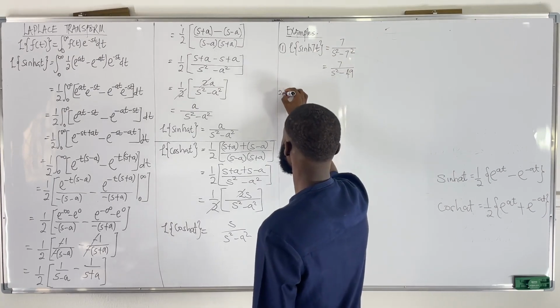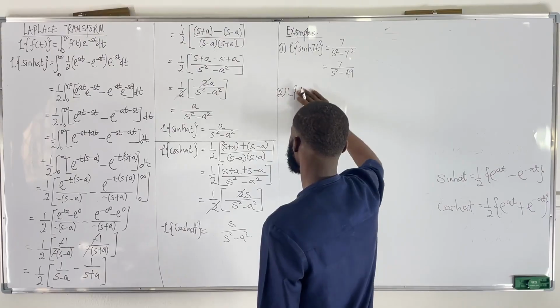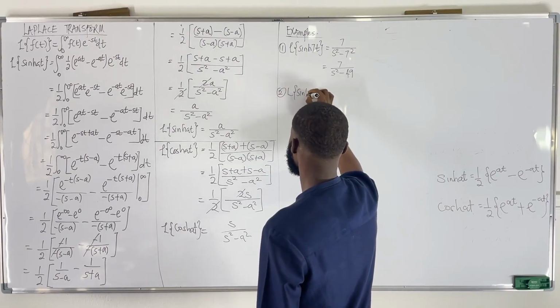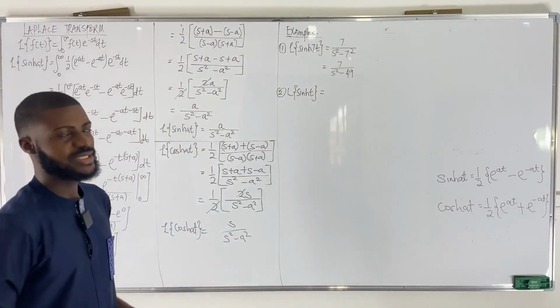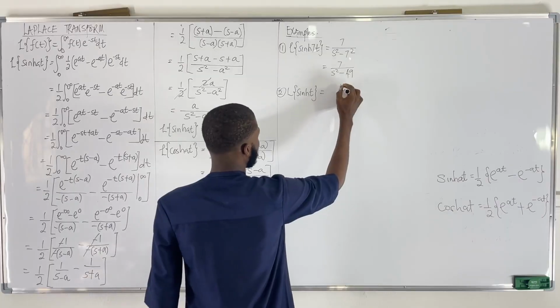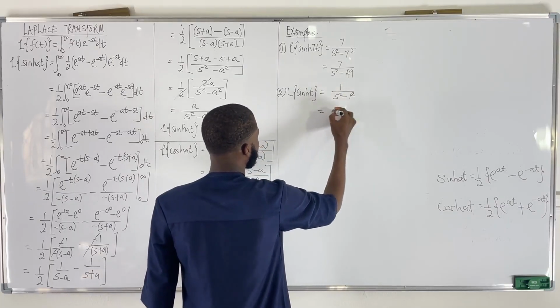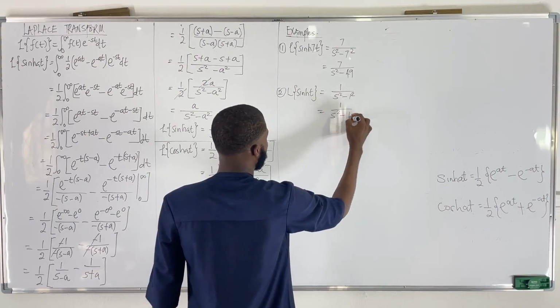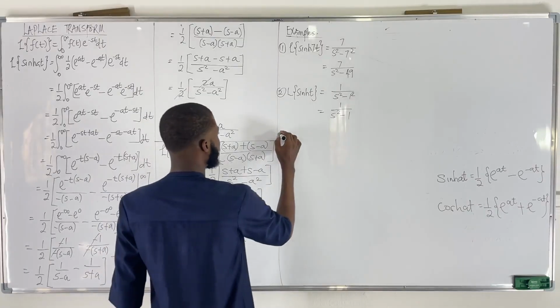How about we have number 2? The Laplace transform of sinh t, S-I-N-H-T. Now in this case, a is what? A is 1. So this will be 1 over s squared minus 1 squared. So that's 1 over s squared minus 1. That's what we have.